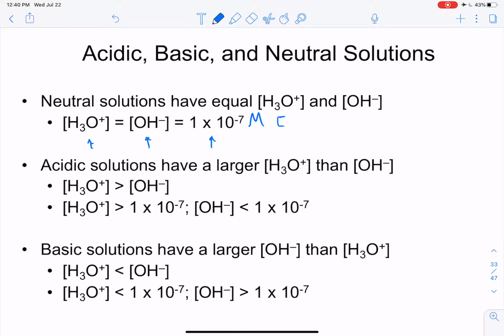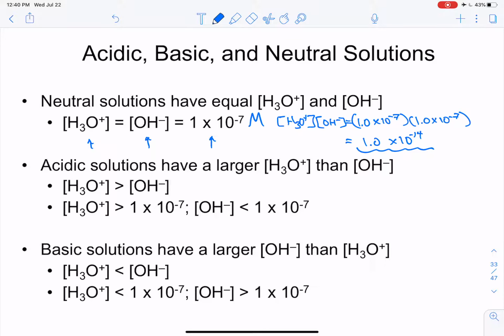So if we have the concentration of our hydronium times the concentration of our hydroxide, we would have 1.0 times 10 to the negative 7 times 1.0 times 10 to the negative 7, and that's going to give us 1.0 times 10 to the what? Negative 14.